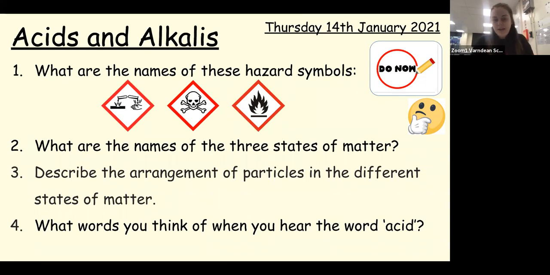The first three questions we looked at in our webinar last week. So looking at our hazard symbols, our states of matter, and describing our particle arrangements. Have a little go at answering these questions, not putting these in the Q&A box. Just think about these for yourselves, see what you can remember. And then question 4, we're thinking about what you think of when you hear this word acid. What are some of those words that you might think of? Just going to give you a couple of minutes to think about these.